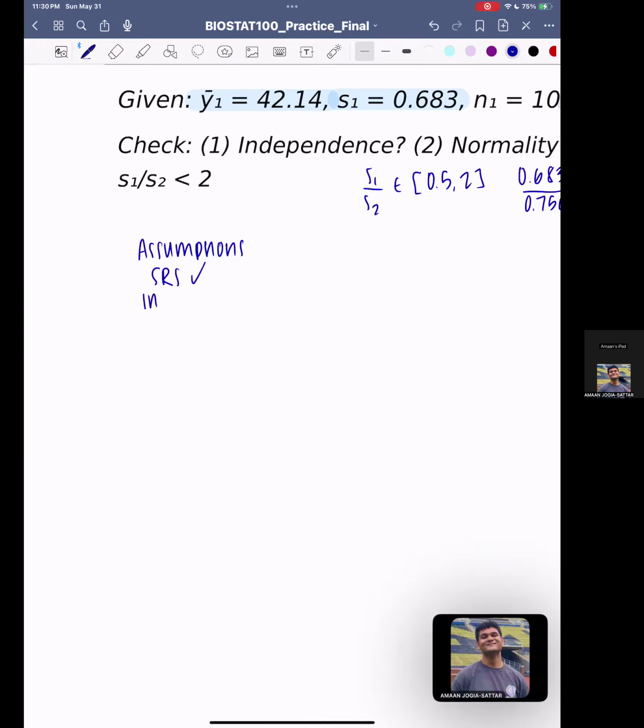Independence for this independent t-test. If we didn't have that, we'd do a paired t-test. But I'm just going to check that because we already went over it. Continuous measurements, we already went over that.